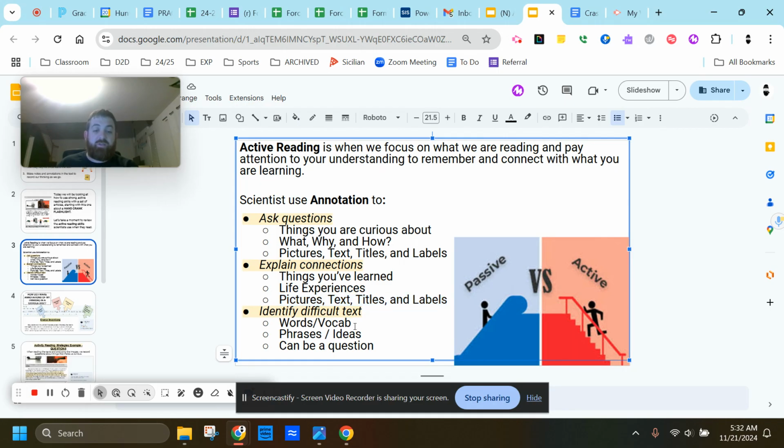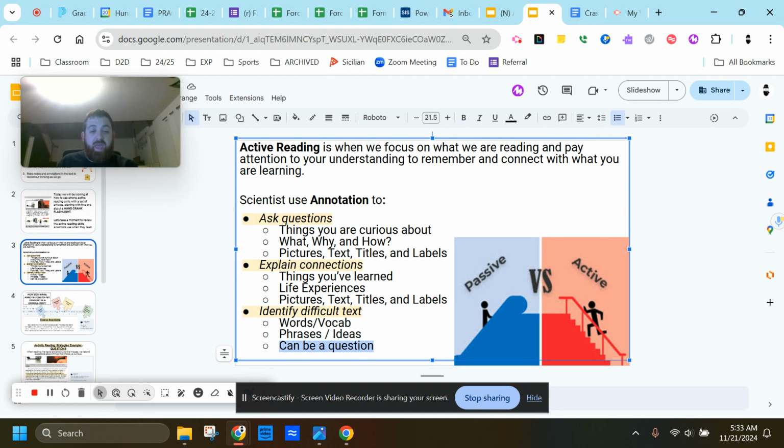Last but not least, we identify difficult text. This is words and vocab that we don't understand, and phrases and ideas within the text. It could be an entire sentence or something that's a couple of words. And this can come in question form: What does this mean? How does this work? So not just highlighting and saying, what is this? We can ask questions about things that we don't understand as well.